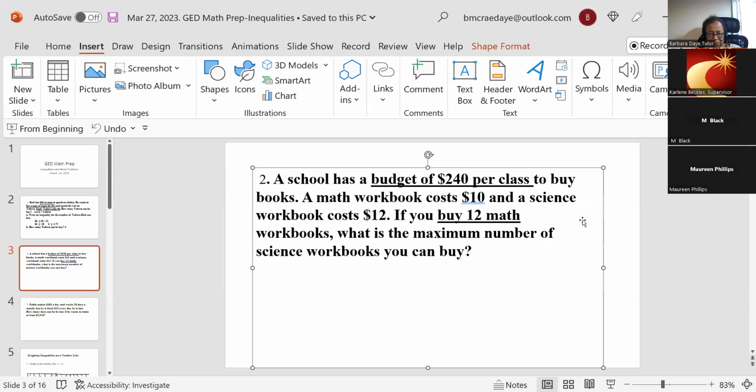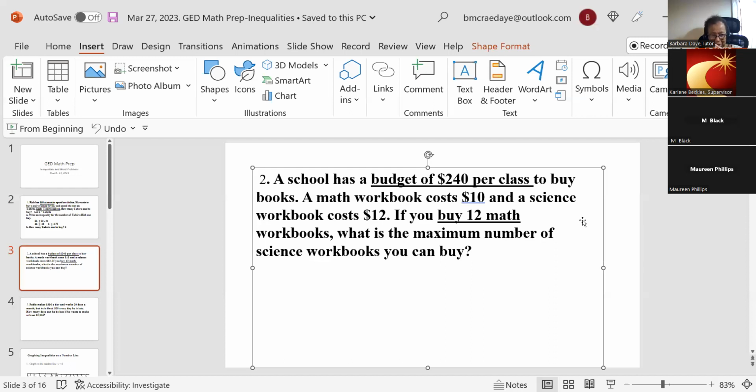They've got to divide 12 into 240. Wait a minute, Maureen. No, that's not what she asked you. I said, how much would you spend for 12 math workbooks? 12 multiplied by 10 is 120. How much is that?